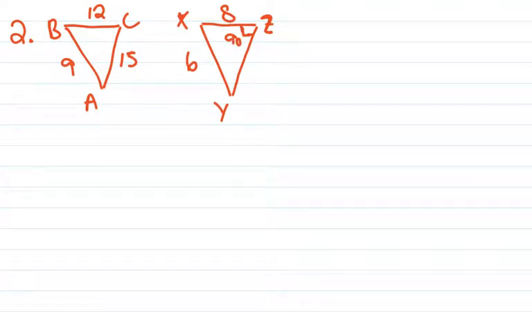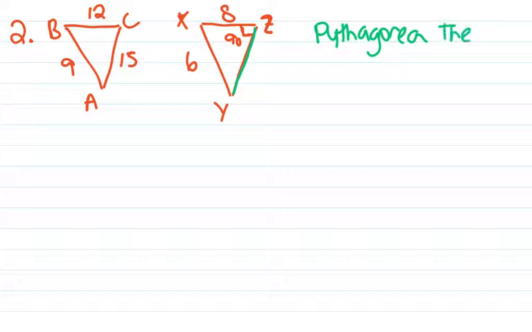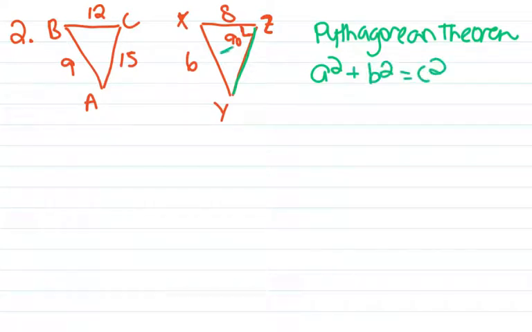Okay, so we're missing a side length for YZ, but since this is a right triangle, I'm able to find that side length using the Pythagorean theorem. So, Pythagorean theorem, A squared plus B squared equals C squared. So remember that C is always the hypotenuse, which is opposite the 90 degree. Sorry, I wrote this incorrectly. Angle X is 90 degrees, not angle Z.